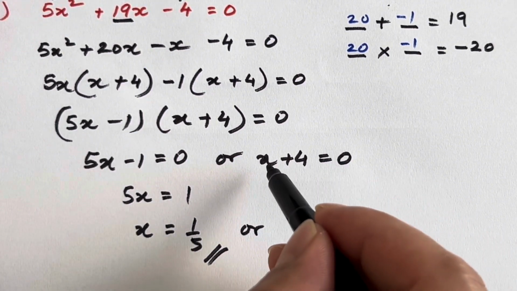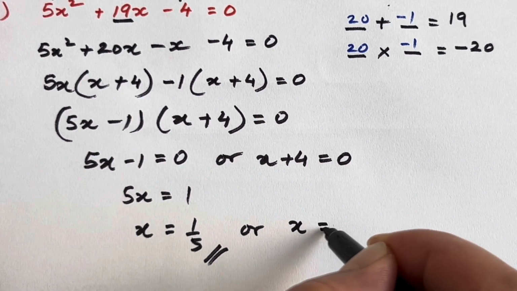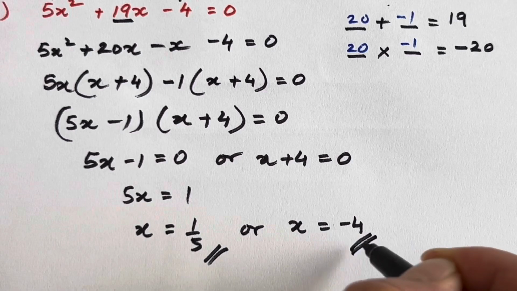Or x plus 4 equal to 0, so x equal to -4. That's the other answer.